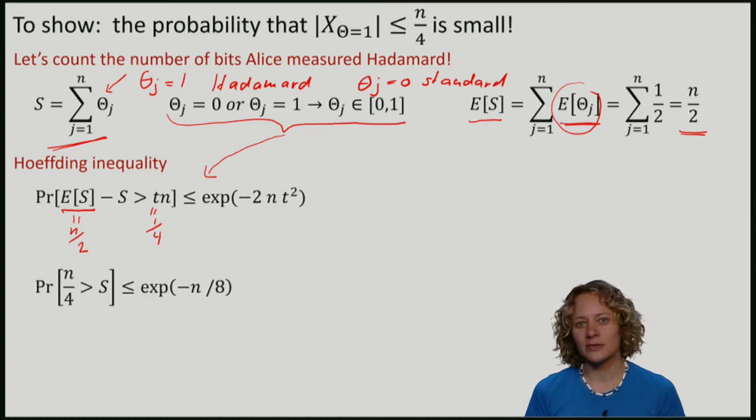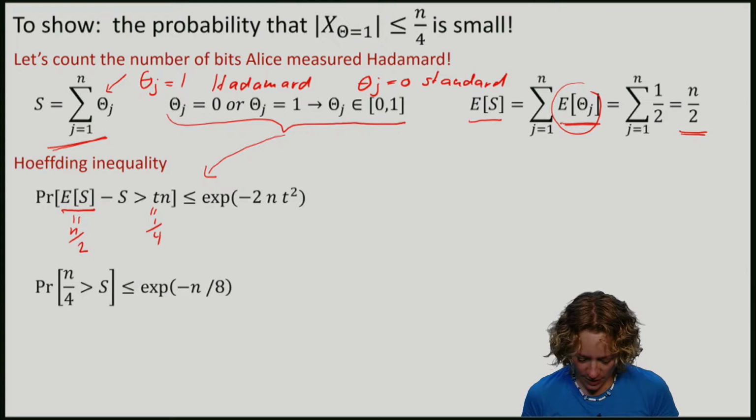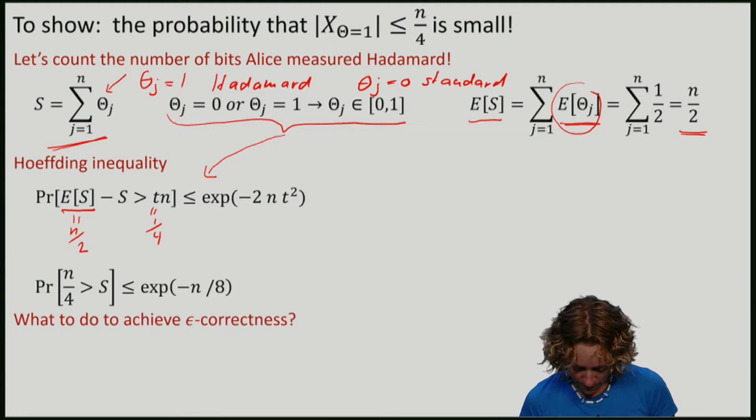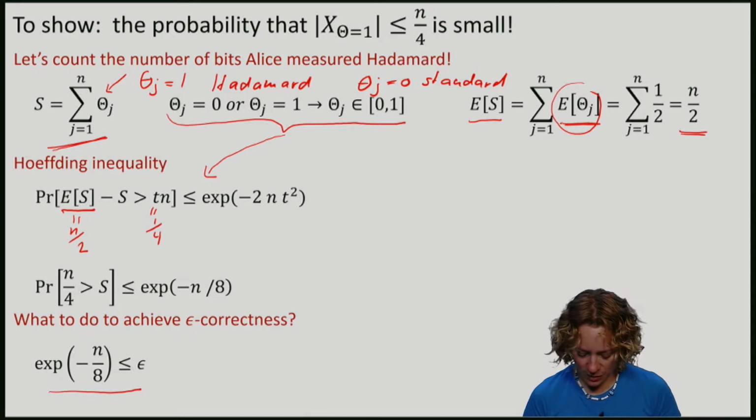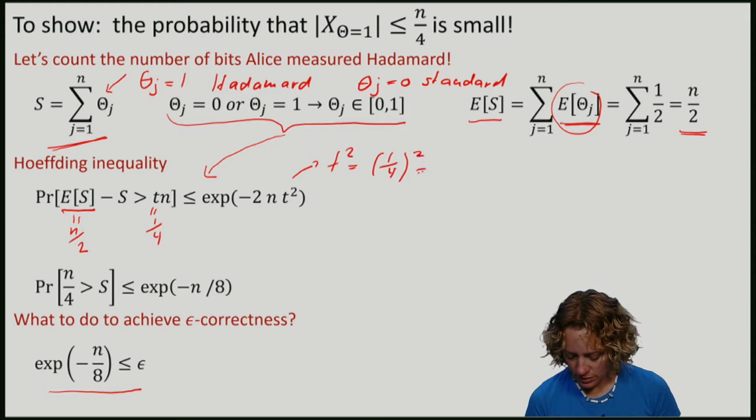So what do we have to do in order to make the protocol epsilon correct for some desired epsilon? So we want this term here to be less than epsilon. So how did I get this term here? Let's remember that t is a quarter, so t squared is 1 over 4 squared, 1 over 16. We have the 2 in front, so 2 times t squared gives me 1 over 8.